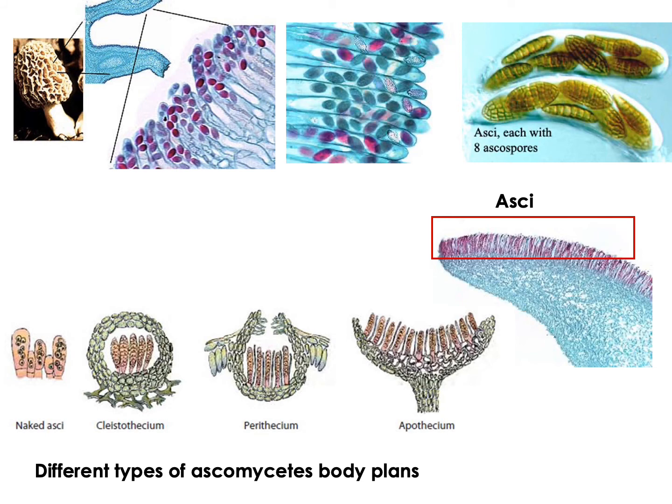Okay, so these are the different types of ascomycete body plans. They have the naked asci, the cleistothecium, perithecium, and also apothecium. This part is not that important. It's just for your own knowledge. So you don't really have to remember these types of ascomycete body plans.